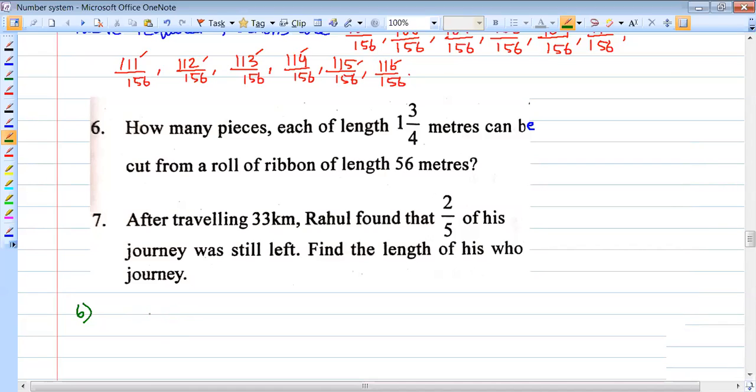Yes, one student sent the answer 32. How 32? One piece length is equal to 1 3 by 4 meter, so we can write this as 7 by 4 meter. Now what do we have to find out? We have to find out the total number of pieces.